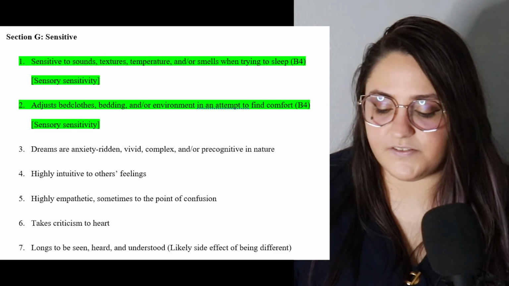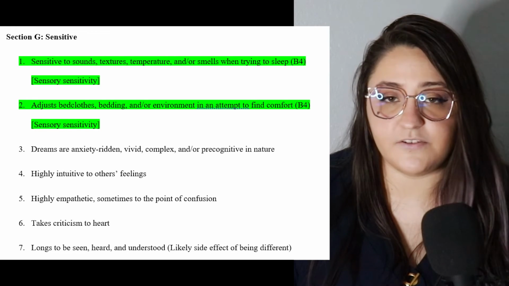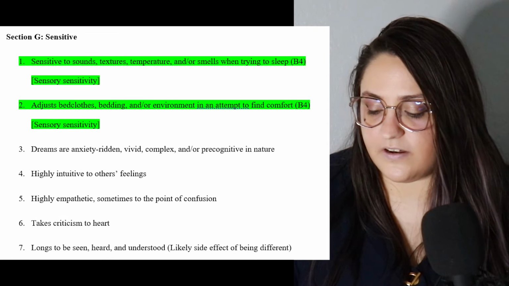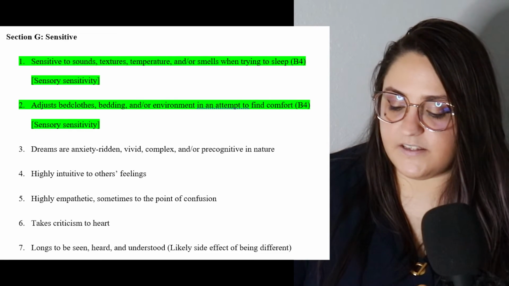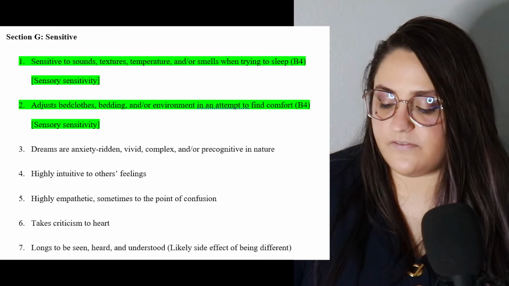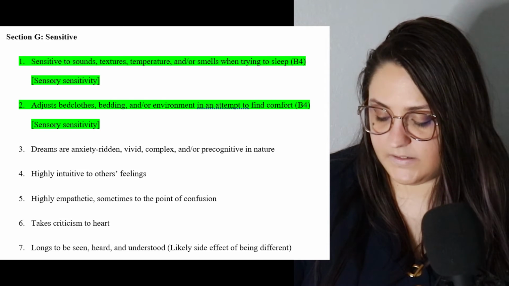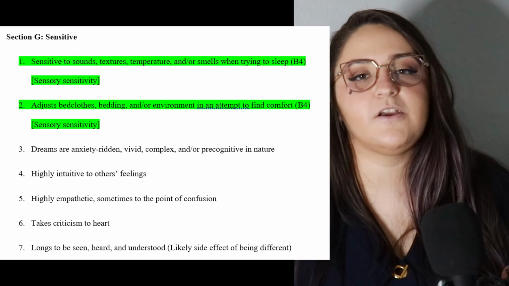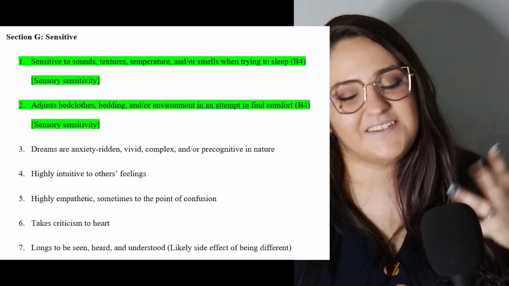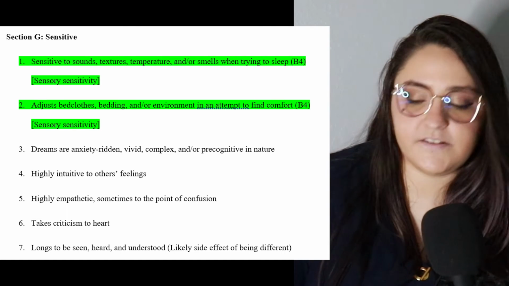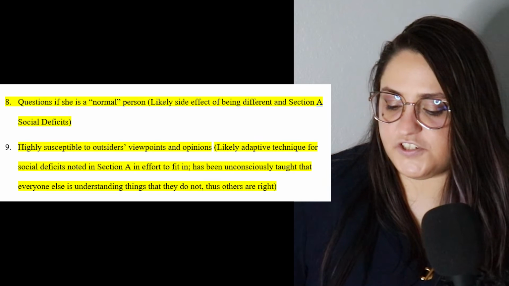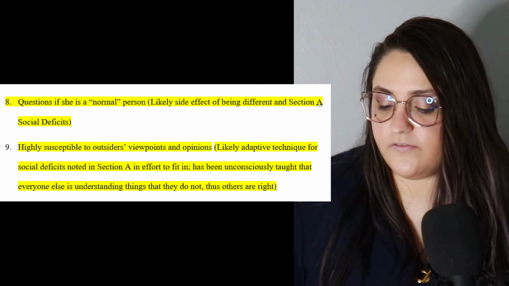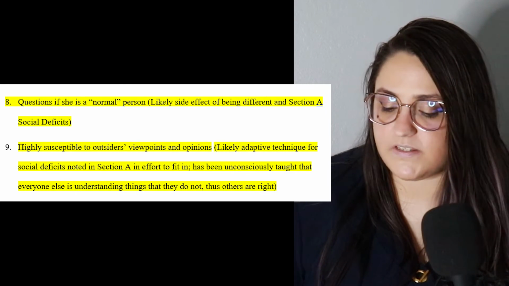Highly intuitive to others' feelings, highly empathetic, sometimes to the point of confusion, takes criticism to heart, longs to be seen, heard, and understood. Now that one, I did say that it was a likely side effect of being different, but it's a little too broad in my opinion, because anyone wants to be heard and understood, I feel like. So I just didn't feel like it really met it. You might disagree on that call. Questions if she's a normal person. Yellow because it likely is a side effect of being different, and again, Section A social deficits.